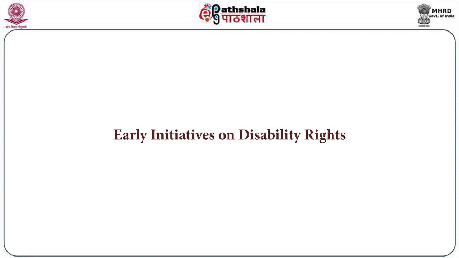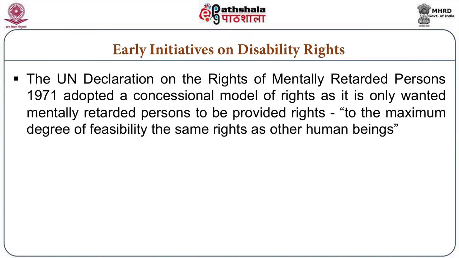Now, the early initiatives on disability rights can be seen in the 1971 UN Declaration on the Rights of Mentally Retarded Persons. This adopted a very concessional model of rights, as it only wanted mentally retarded persons to be provided rights, and I quote, to the maximum degree of feasibility. So it's suggested in 1971 by the United Nations that so-called mentally retarded persons, that was the nomenclature in use at the time, should be able to enjoy the same rights as others, but only to the maximum degree of feasibility. So this is a very weak sense of rights.